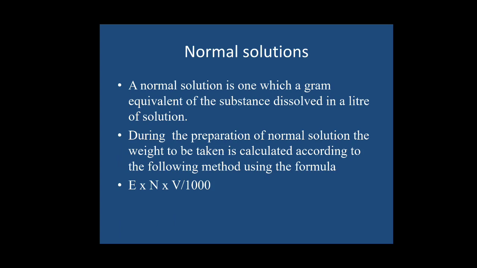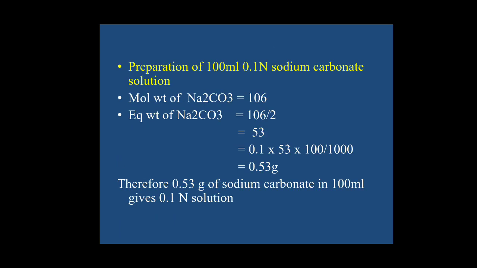Now we will see normal solutions. The normal solution definition is: the gram equivalent weight of the substance dissolved in 1 liter of solution. Okay, so here we have to use the formula E into N into V by 1000. E is equivalent weight, N is normality, V is volume required, divided by 1000. So, example: to prepare 100 ml of 0.1 normal sodium carbonate solution. Here the molecular weight of Na2CO3, as you have seen previously, is 106.